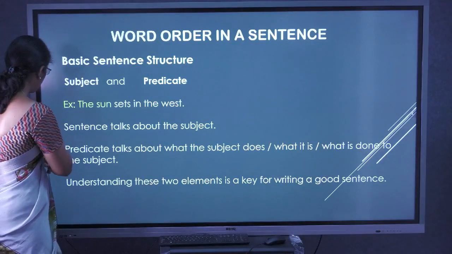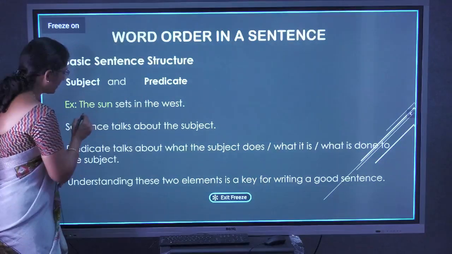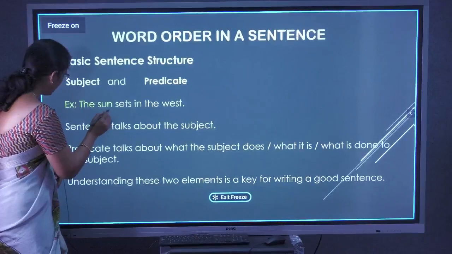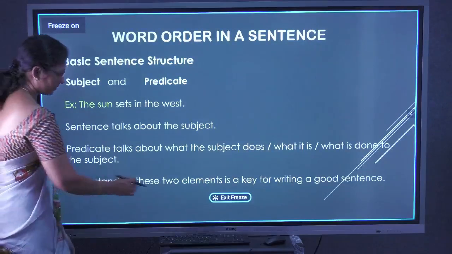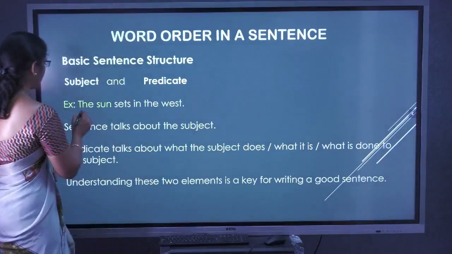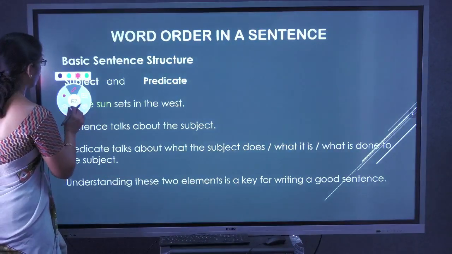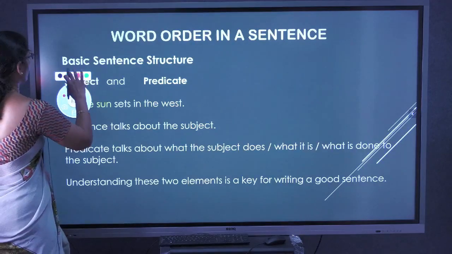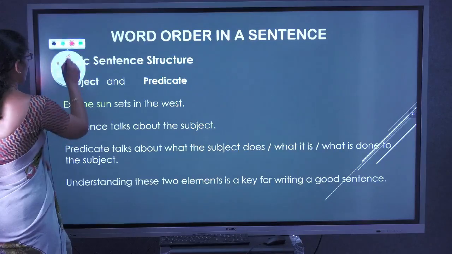Suppose, see that this is the sentence and this is the subject. Exit please, madam. Select the pen. Put it in the middle and move it. Move the exit up here.